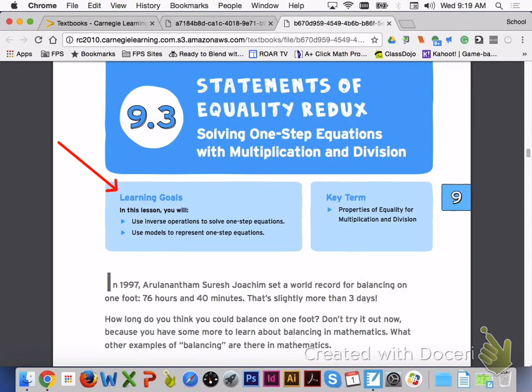Hi class, in lesson 9.3 you will be solving one-step equations with multiplication and division. Learning targets for today: using inverse operations to solve one-step equations and using models to represent one-step equations.